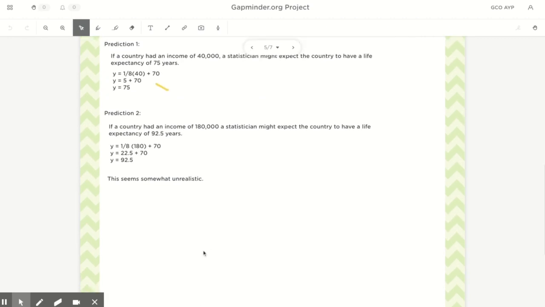So for my second prediction, if a country had an income of 180,000, a statistician might expect the country to have a life expectancy of 92.5 years. So I did the same thing that I did in the last equation, but this time I replaced x with 180. And then 1/8 of 180 is 22.5. 22.5 plus 70 is 92.5. This seems somewhat unrealistic.